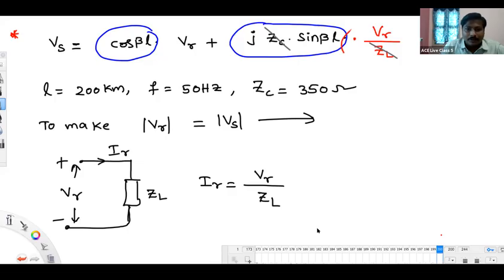Obviously, what's the need of making Vs equal to Vr? It is to avoid compensation. To avoid compensation, we make Vs equal to Vr to get good performance from the load. So I can say here, to make mod Vr equal to mod Vs, I should keep the load impedance value exactly equal to the surge impedance.